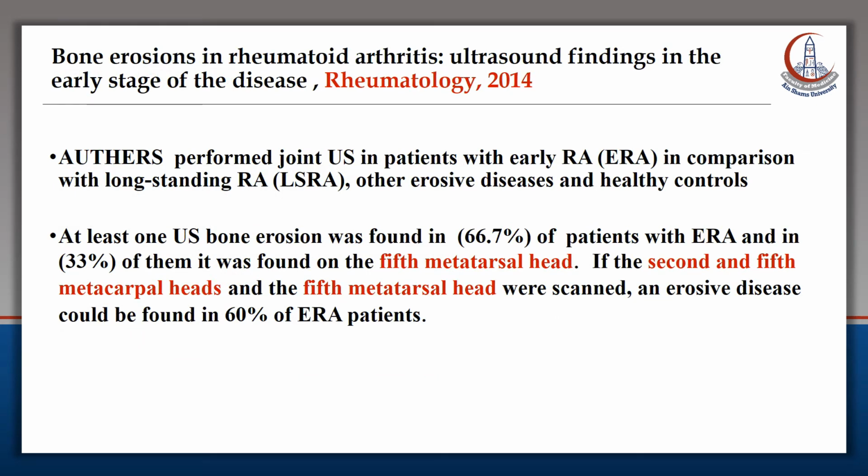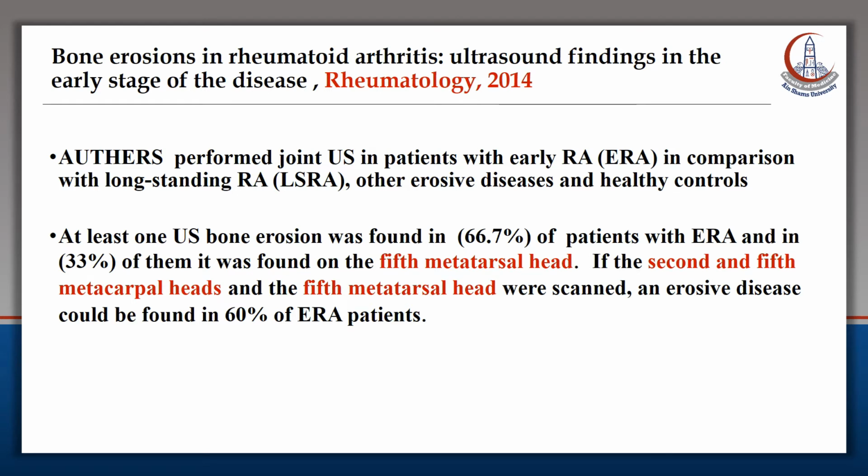In 2014, authors studied bone erosion in rheumatoid arthritis. They performed joint ultrasound in patients with early rheumatoid arthritis in comparison with long-standing rheumatoid arthritis, other erosive disease, and healthy controls. The results were like that. At least one ultrasound erosion was found in 66.7% of patients with early rheumatoid arthritis, and in 33% of them it was found in the fifth metatarsal head.